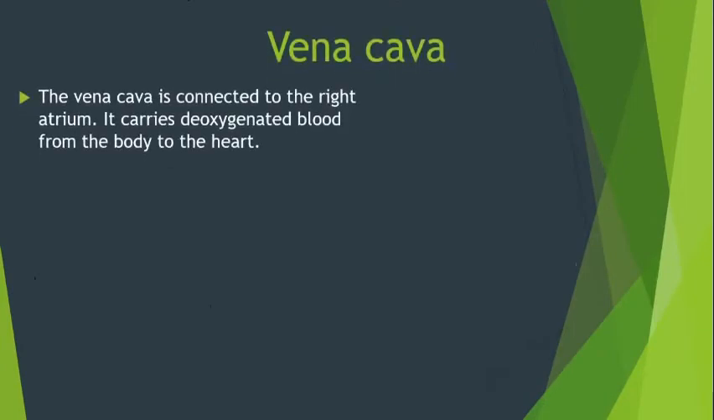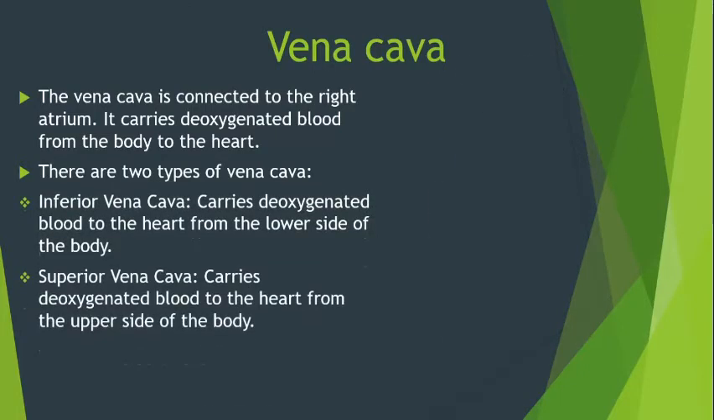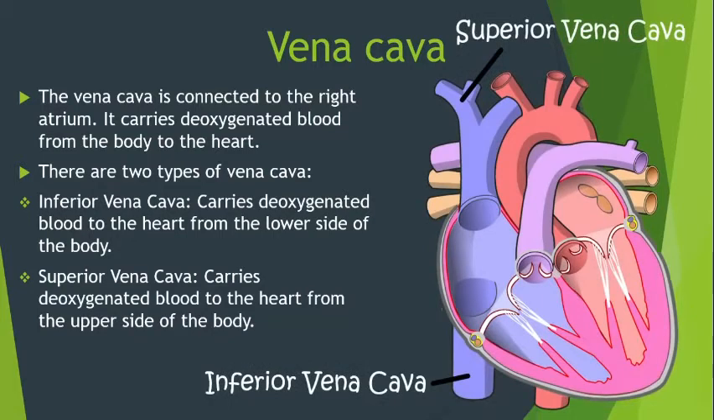Vena cava. The vena cava is connected to the right atrium. It carries the oxygenated blood from the body to the heart. There are two types of vena cava. Inferior vena cava carries the oxygenated blood to the heart from the lower side of the body, and superior vena cava carries the oxygenated blood to the heart from the upper side of the body.